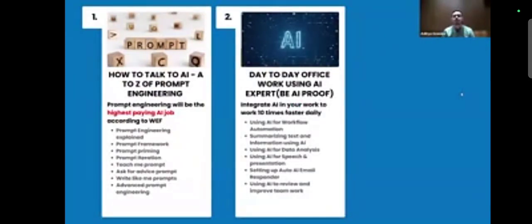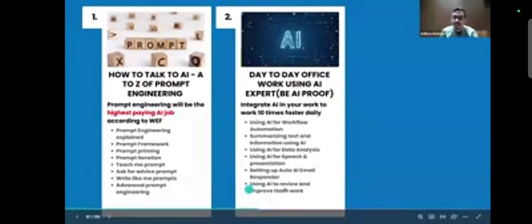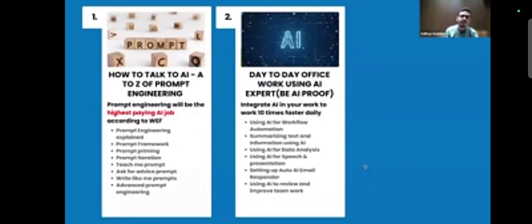Then in the second module, we'll be learning how to do day-to-day office work using AI and become an expert in your office. How to integrate AI in your work 10 times faster. Basically, how to use AI for workflow automation, summarizing text and information, using AI for data analysis, for speech and presentation, for an auto AI email responder, for reviewing and improving teamwork. Basically, doing all your day-to-day office work with the help of AI to become the smartest member in your office. That is something that you'll be learning in the second module.